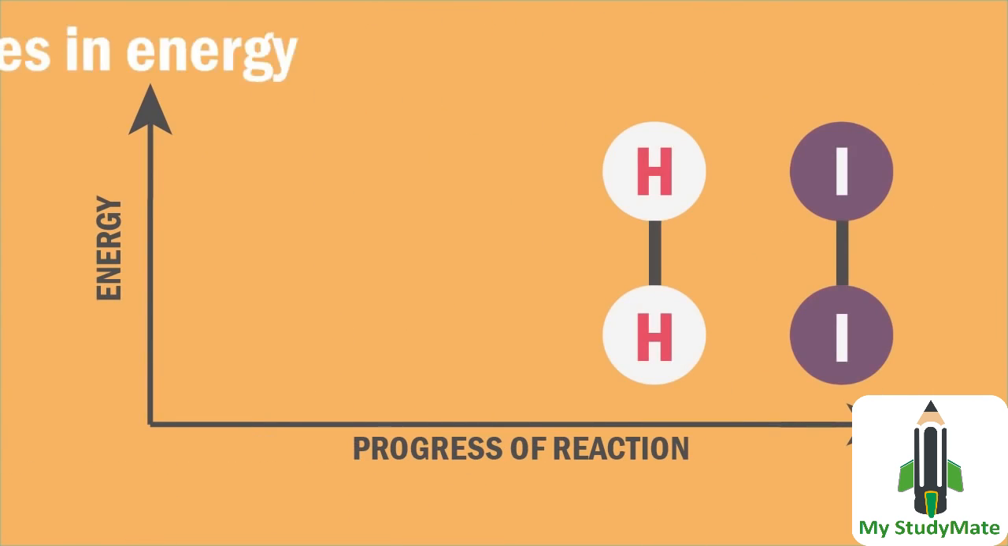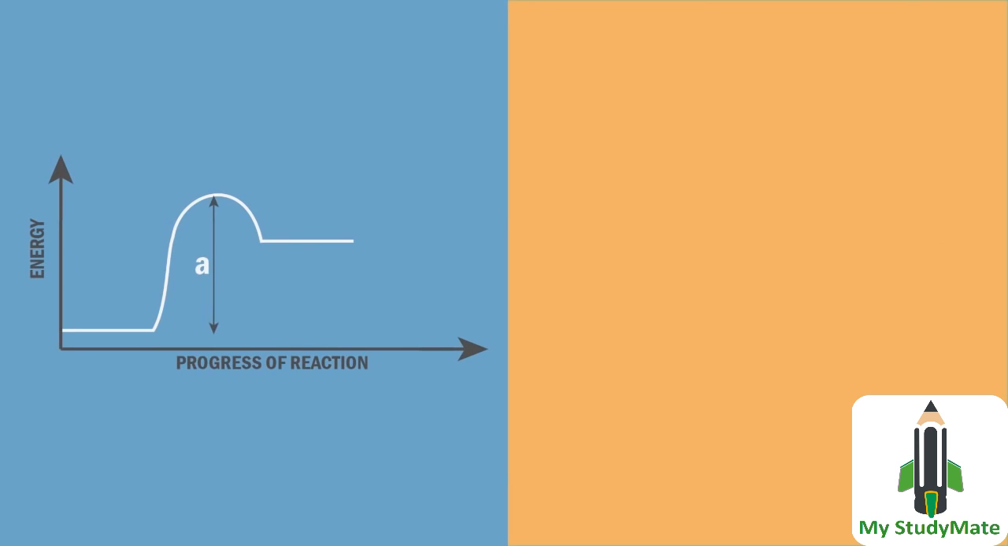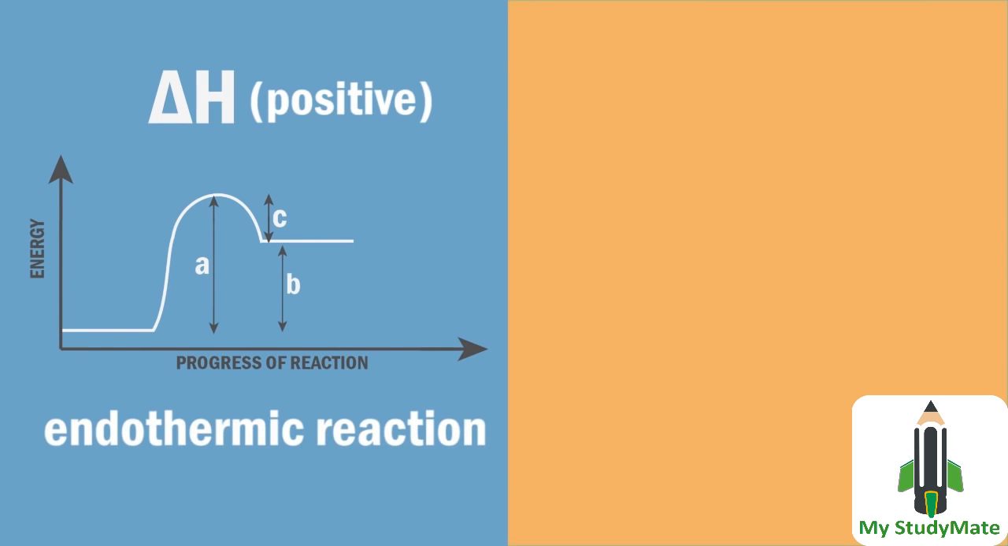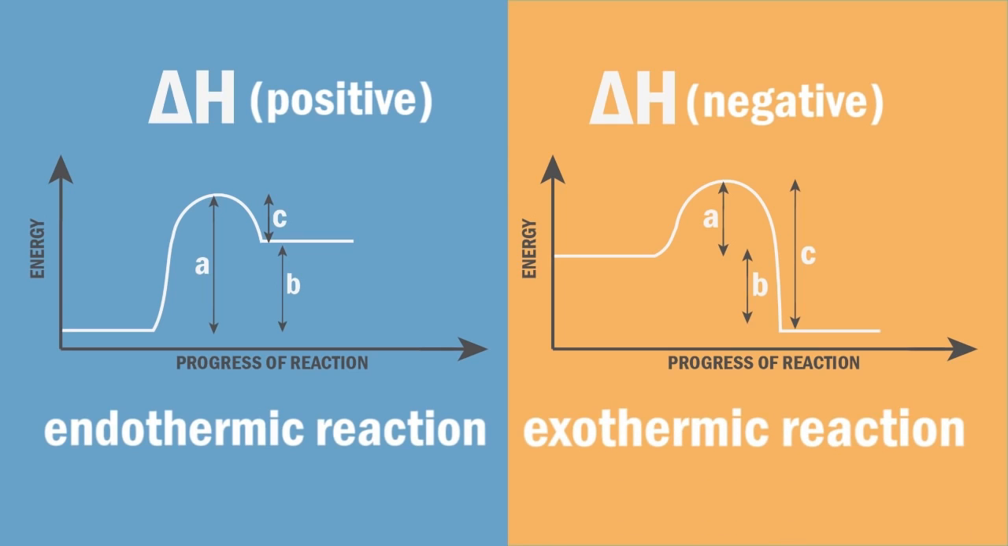So to recap, breaking bonds takes in energy, making bonds gives out energy. If more energy is taken in to break bonds than is given out when new bonds are made, the reaction is endothermic. If less energy is taken in to break bonds than is given out when new bonds are made, the reaction is exothermic.